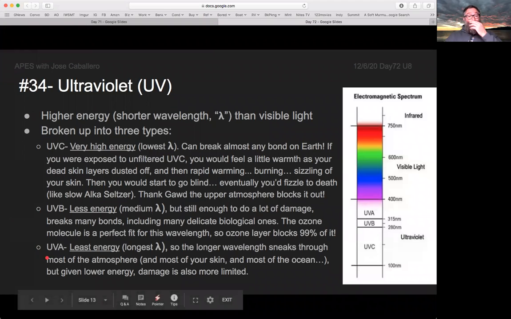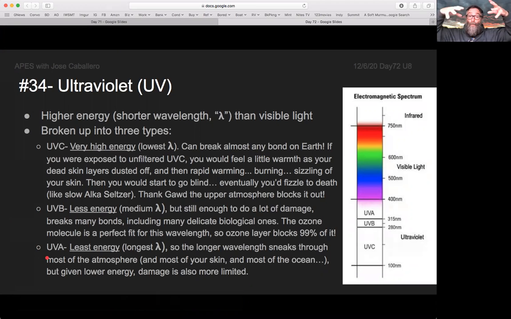So before we can talk about chemistry in the stratosphere, we've got to go make and break down stratospheric ozone. Before we can do that, we've got to talk really quickly about ultraviolet, UV, which is part of the electromagnetic spectrum.